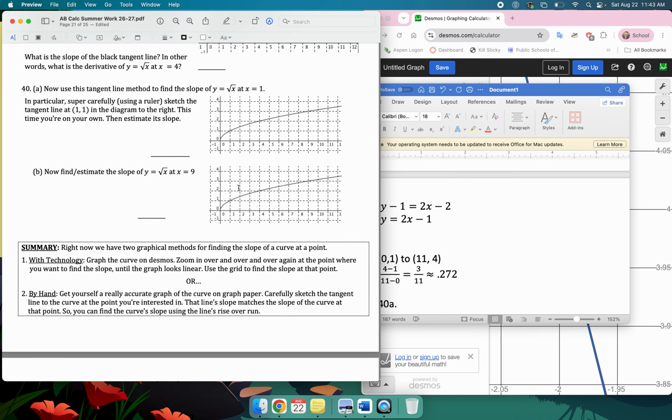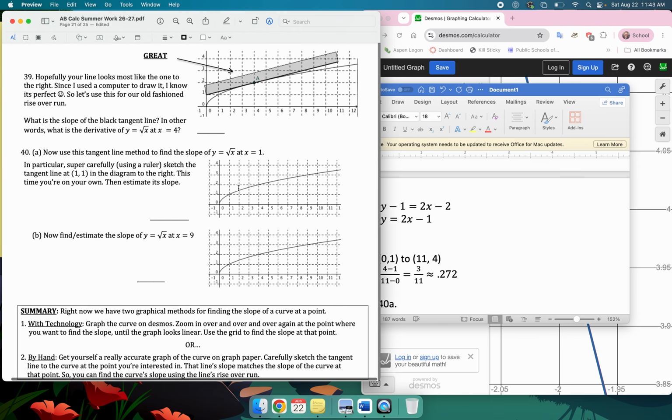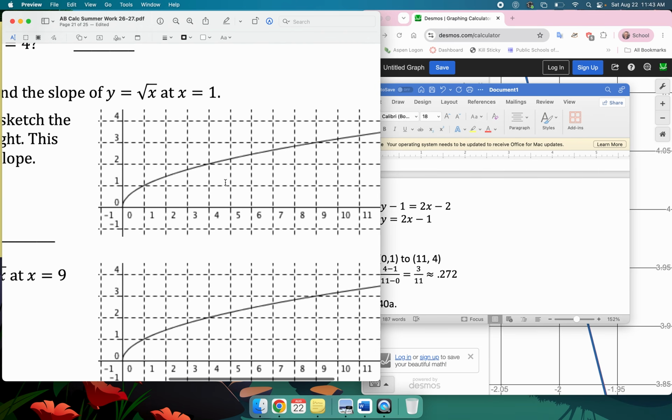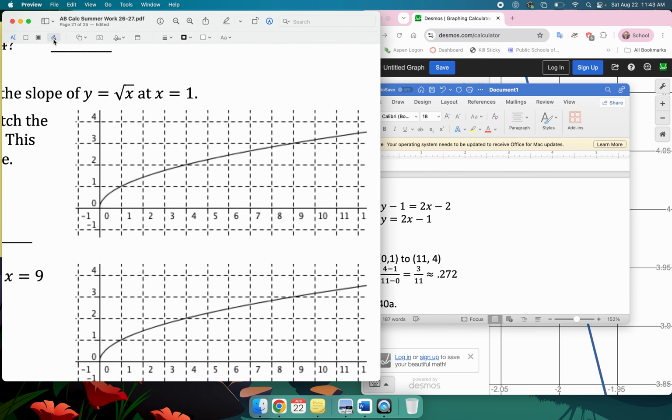Use this tangent line method to find the slope of y equals square root of x at 1. So use a ruler to sketch. Okay, so we're going to find the slope of y equals root x at x equals 1. Or put another way, we're going to find the derivative of this function at x equals 1. So what I want to do is look at the graph. I want to think about this point right here. That is the point on the curve at x equals 1. And I want to create a line going through that point, but which is tangent to the curve.